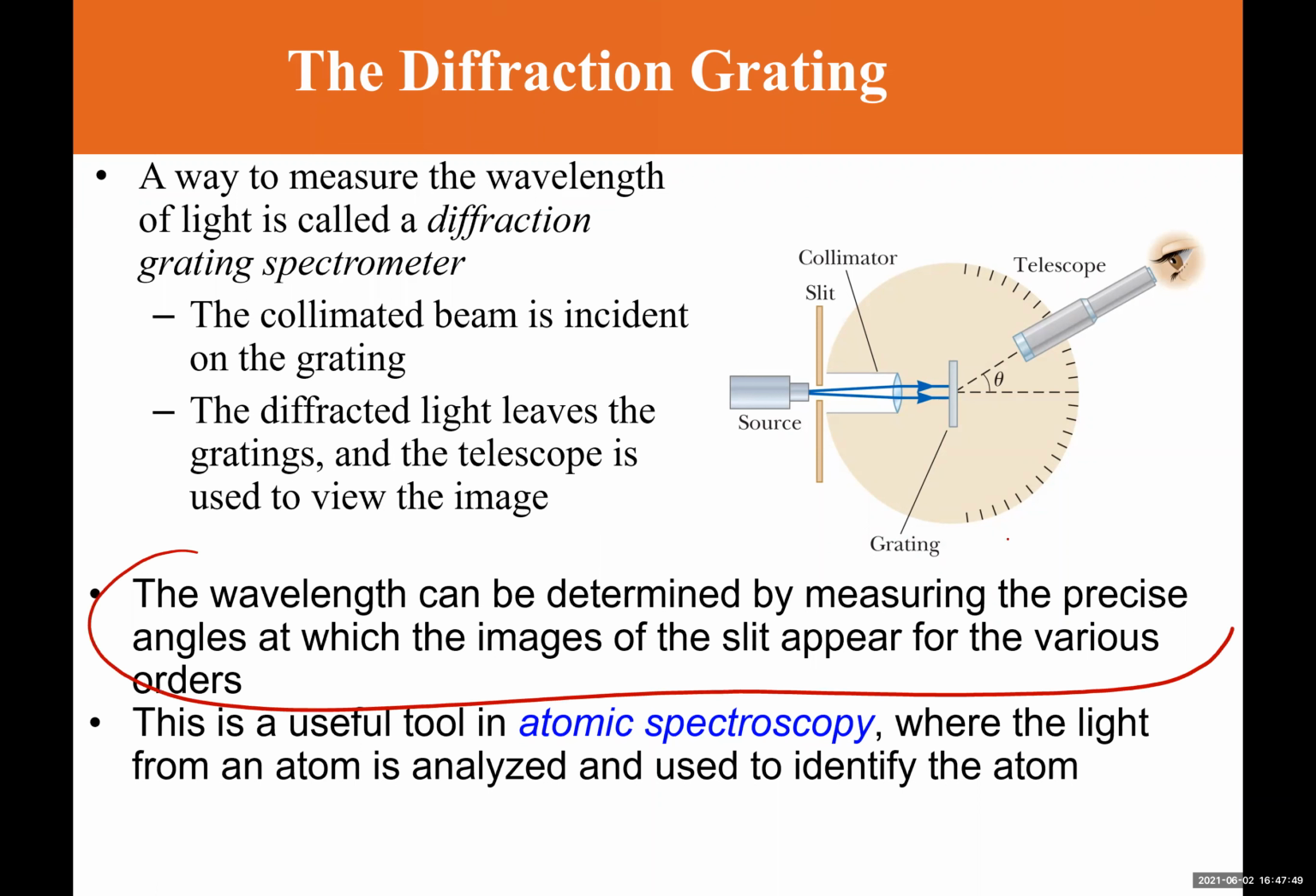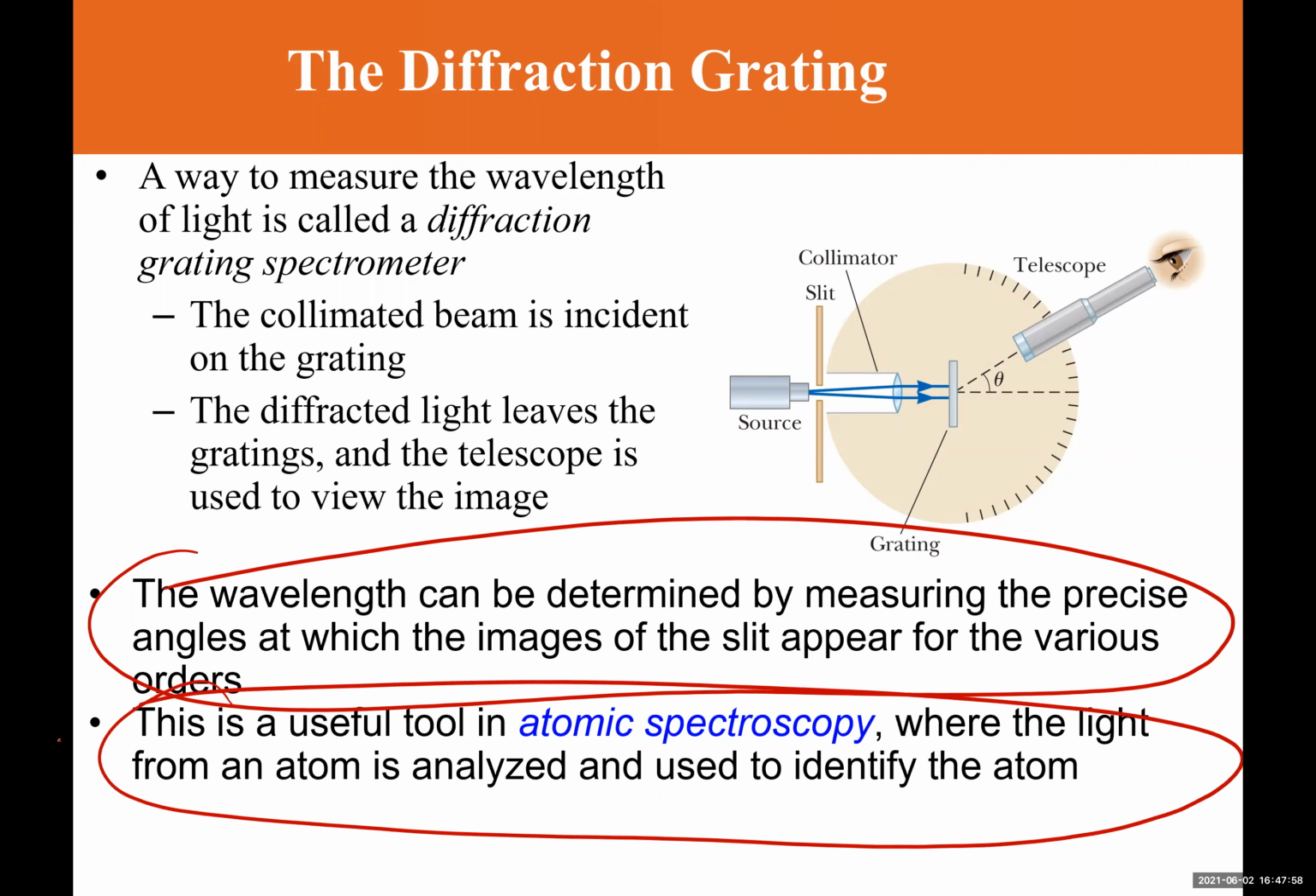You can see the wavelength can be determined by measuring the precise angle at which the images of the slit appear for various orders. We also have atomic spectroscopy, where the light from an atom is analyzed and used to identify the atom. That means you can look at the light coming from a distant star and, using atomic spectroscopy, figure out what elements are present in its atmosphere. Does it have hydrogen? Does it have helium? Does it have carbon, and so on. All of this is done by looking at the light going through the diffraction grating.